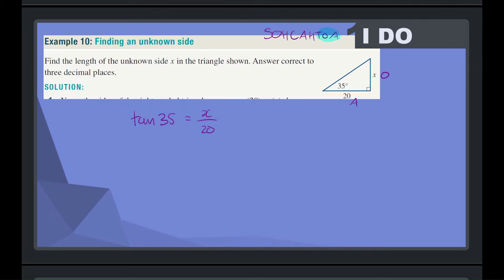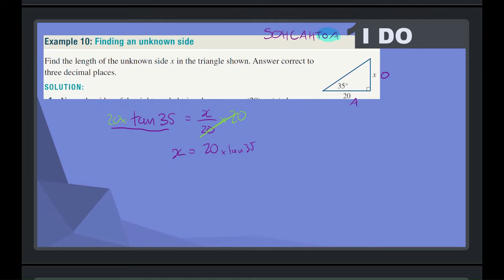Okay, now we have to do some algebra to make x by itself. Here with the x we have divided by 20. The opposite of divided by is times. So we're going to times by 20. These ones will cancel out and we'll be left with, I'm going to swap the sides around, 20 times tan 35. That's what we had over here.